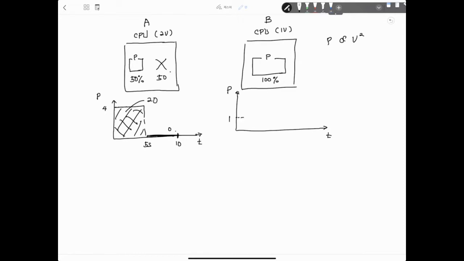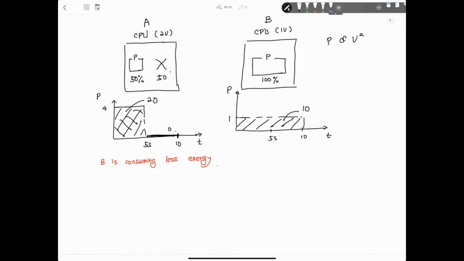And in B, during the 10 seconds, it is consuming the power. So this is 10. So which is consuming less energy? Yeah, B is consuming less energy. Which means that if we are reducing the voltage, then we can improve the battery life also.